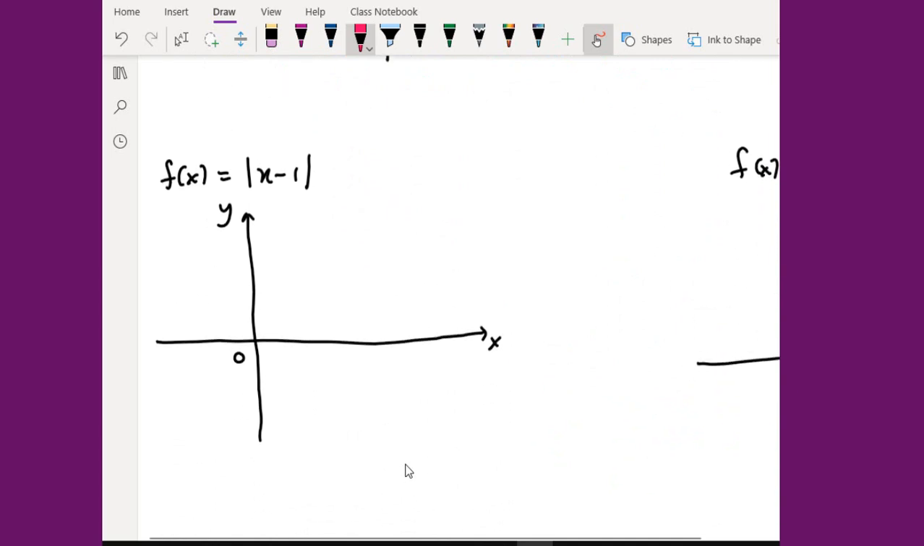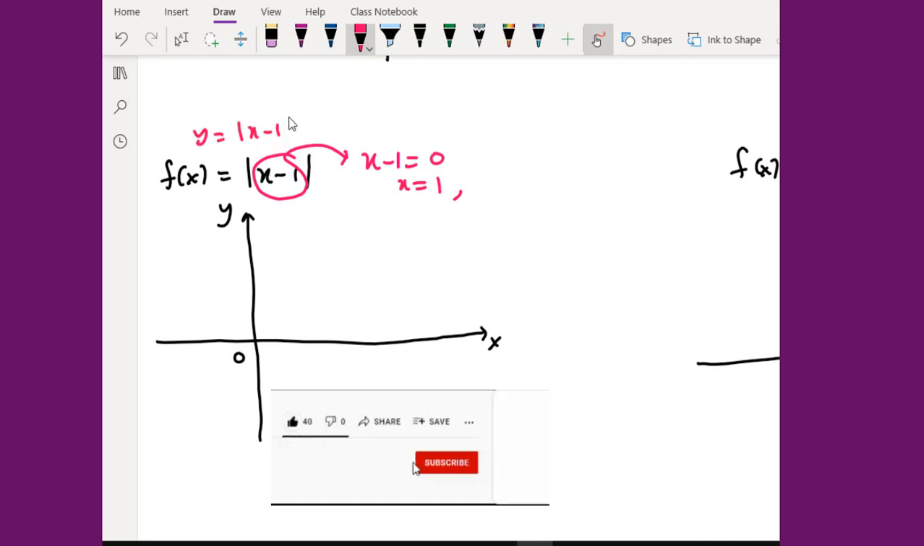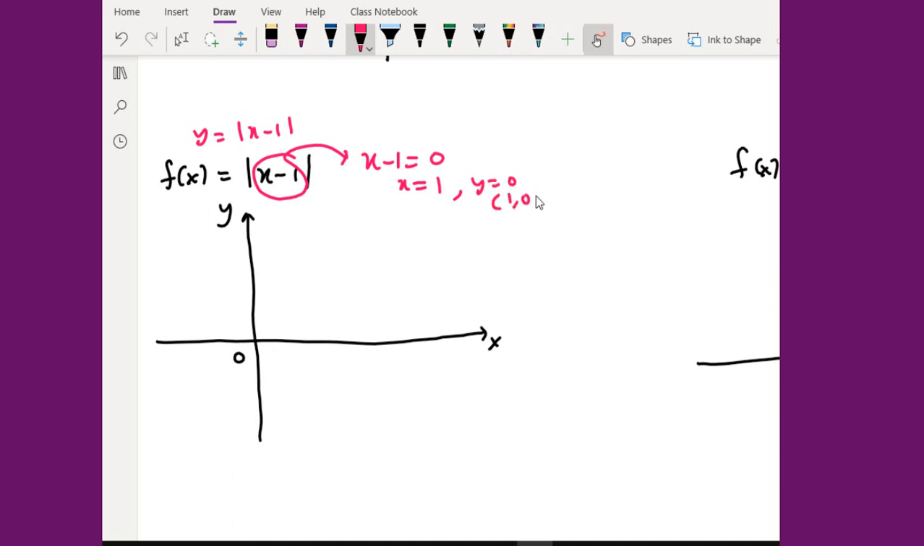The first example, want to sketch the graph absolute value of x minus 1. To find the middle point value, x minus 1 is equal to 0. Then x is equal to 1. Okay? And when x is equal to 1, y is substitute 1, 1 minus 1 is equal to 0. Y is equal to 0. So the middle point is (1, 0). This is middle point. You know this graph is in V shape. Just sketch the graph.